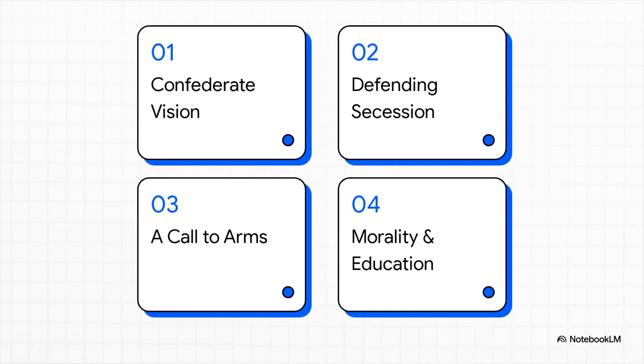Here is our quick roadmap for this explainer. First up, the Confederate vision. Second, defending secession. Third, a call to arms. And finally, we'll wrap up with morality and education.